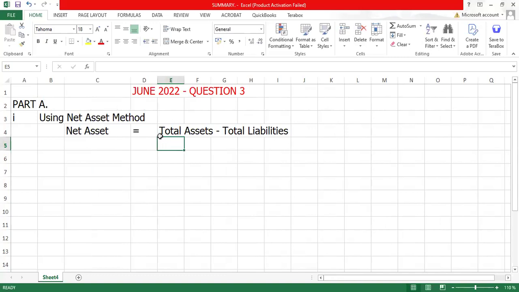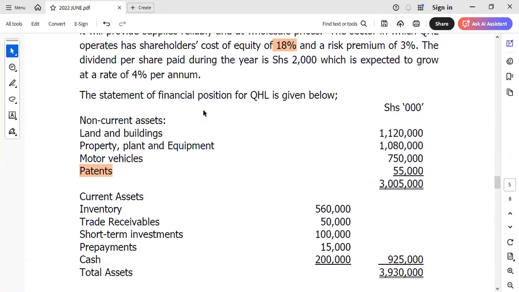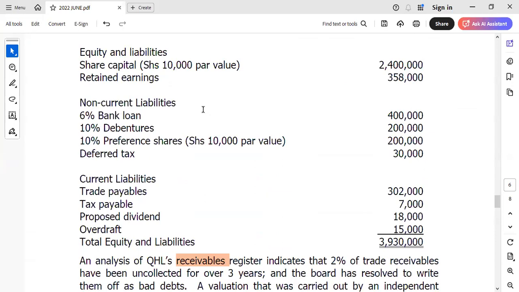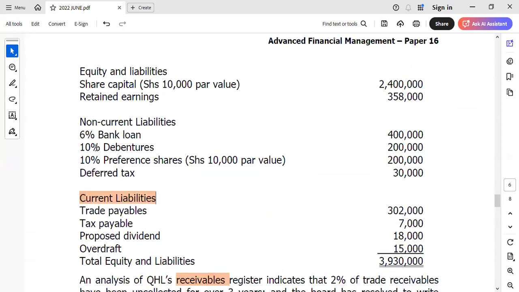Okay, so you can again draft that balance sheet the way it is given, but you focus on assets and liabilities. But as you focus on liabilities, there are some things you need to take into consideration. For example, here you have non-current liabilities and current liabilities. Of course, you're looking at all liabilities here.